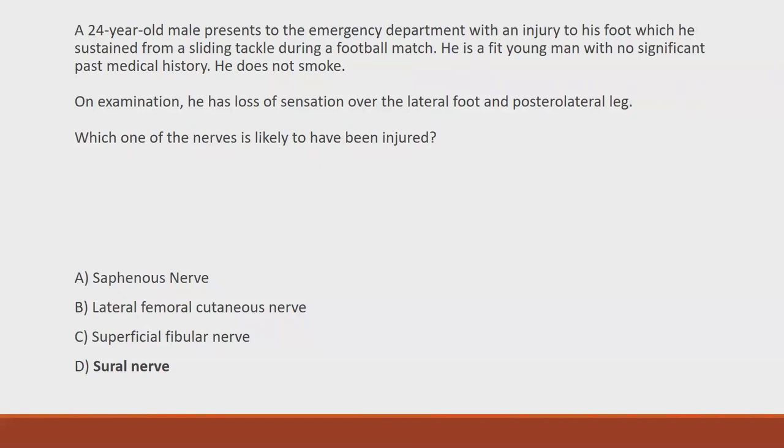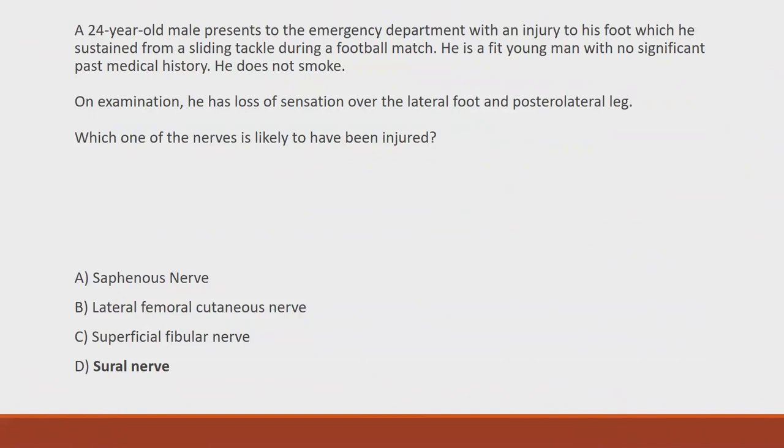Your saphenous nerve is a continuation of your femoral nerve. I think I've got it in here somewhere. It's basically the cutaneous part of your femoral nerve. So that does the medial side of your leg, whereas the sural nerve is part of the common peroneal nerve, and that does the lateral part of your leg and some of your foot as well.